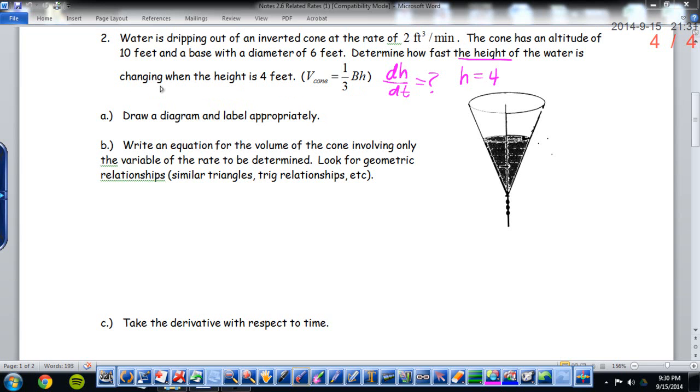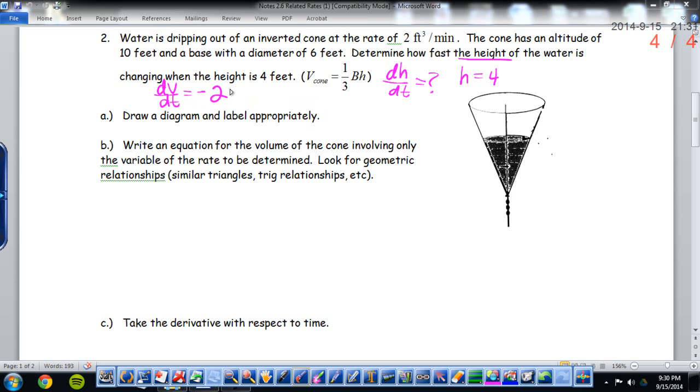One thing you need to be a little bit careful with, so this is the rate of volume, so it's dV/dt. If the water is coming out of the cone at a rate of 2 feet cubed per minute, then dV/dt is going to equal -2, because the volume is decreasing, so therefore its rate of change is negative.